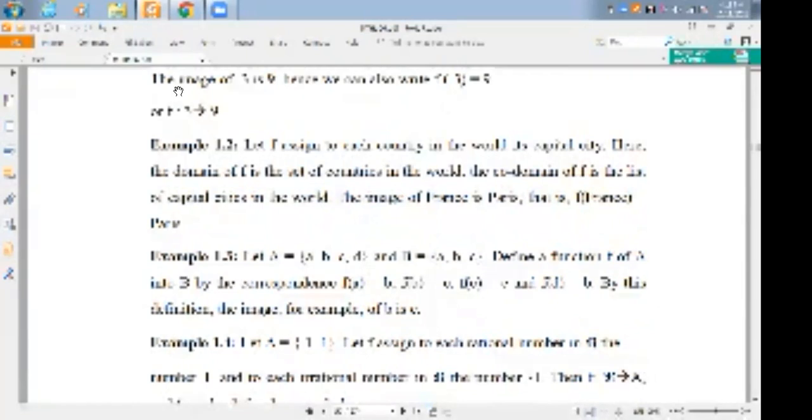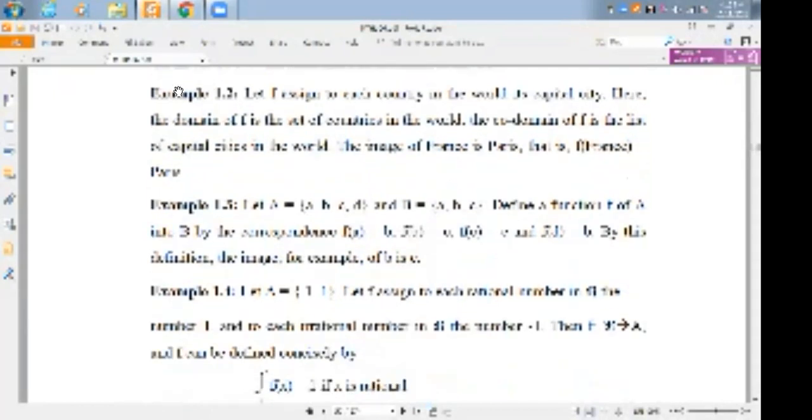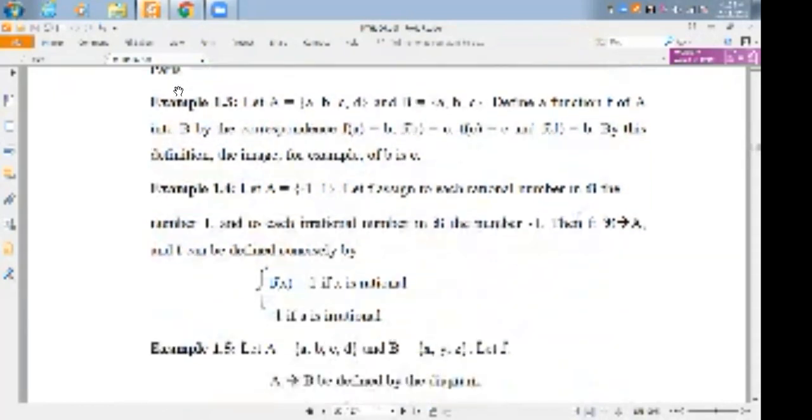So let f assign to each country in the world its capital. That is, we are looking at a country with its capital. So a country, Nigeria, with capital Abuja, a country, France, with capital Paris. So the capital is a set and the country is a set. So when you are matching each of the countries with its capital, that's what we refer to as a function. So assigning like that is what we define as a function. Other examples you can see in the note.